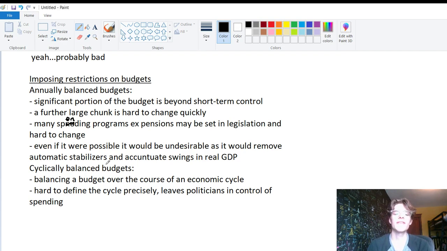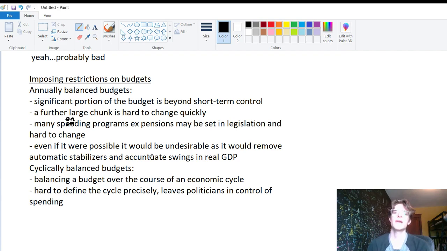And then the other one it talks about is cyclically balanced budgets. That's balancing a budget over the course of a business cycle. So if we're in an inflationary gap, then we should have a surplus, and if we're in a recessionary gap, we should have a deficit. So in theory, this is a really good idea. The problem is it's hard to measure. It's a theoretical thing. It's not easy to measure.